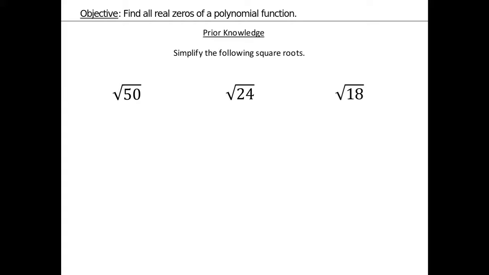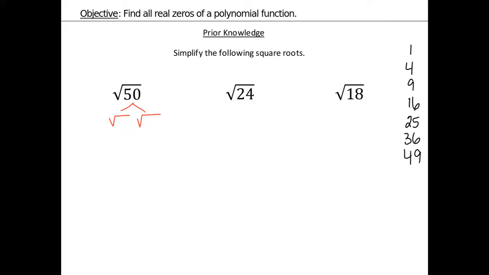For prior knowledge, we also reviewed how to simplify these. So to simplify, we're looking for our perfect squares, which are 1, 4, 9, 16, 25, 36, 49, and so forth. So these are our perfect squares, like 1 squared, 2 squared, 3 squared, 4 squared, and so forth. And so in order to simplify, I'm trying to break up my 50 into two more roots. I need to see if I can simplify it by looking for factors that are perfect squares.